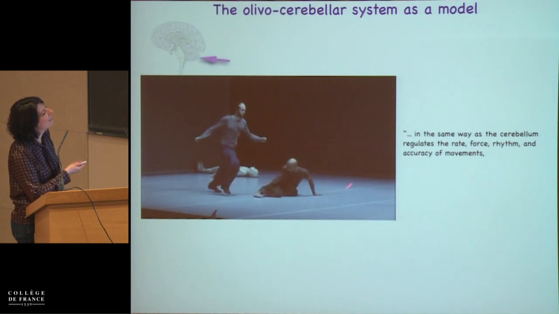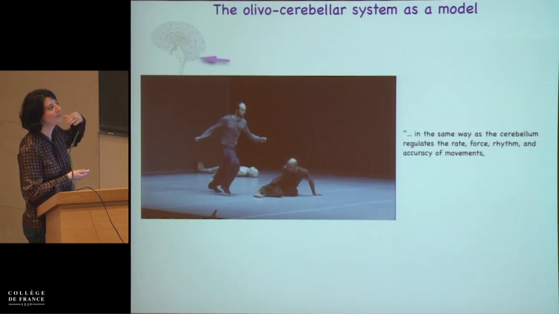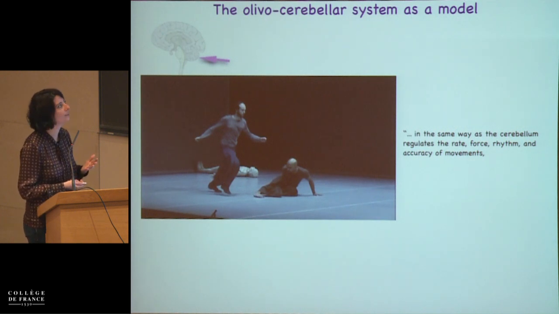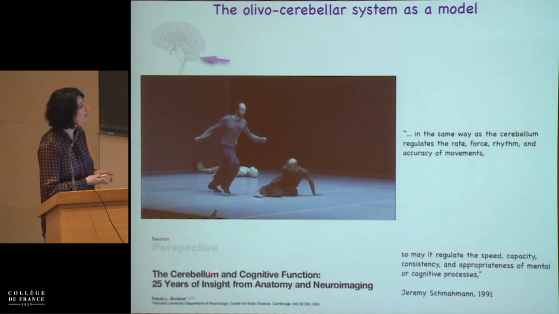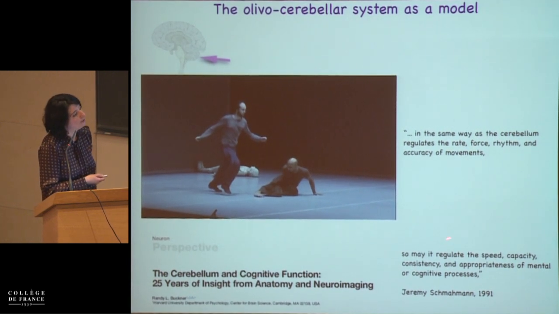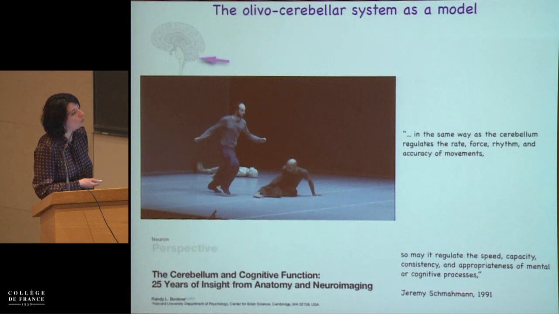So as you can see, those dancers have to really regulate the rate, force, rhythm and accuracy of their movements. Otherwise, they would be slapping each other's face. And this is actually the cerebellum that regulates that. And interestingly, it's now increasingly recognized, as illustrated by this recent review, that the cerebellum, in the same way that it would regulate motor coordination through this process, would also regulate the speed, capacity, consistency of cognitive processes.